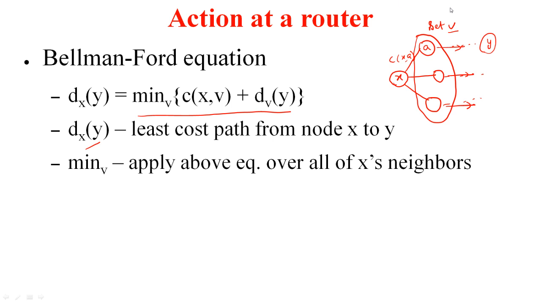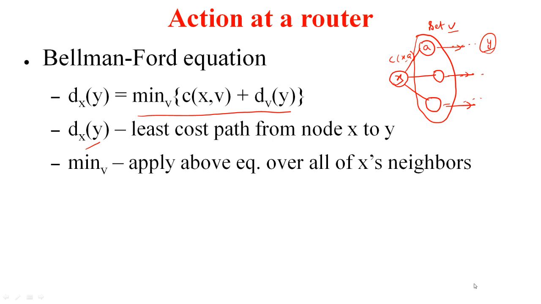Then taking the summation of the cost from x to the neighbor and the least cost path from the neighbor to the destination y, and taking the minimum over all such possibilities is what is going to yield the least cost path from this node x to the destination y. A node really doesn't know the actual least cost path. It has an estimate, so it starts working on the estimates, and as long as you're taking the minimum, it converges finally to the least cost path.